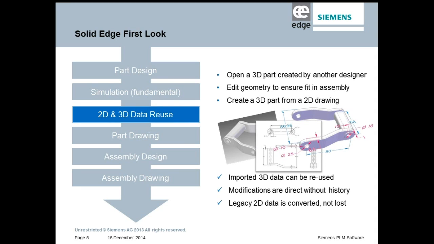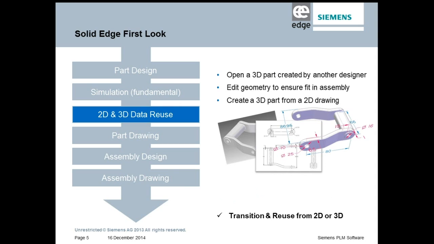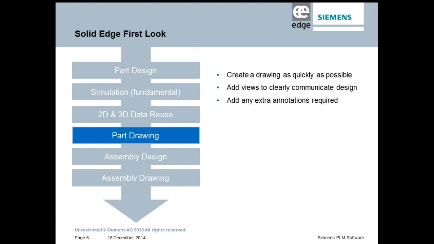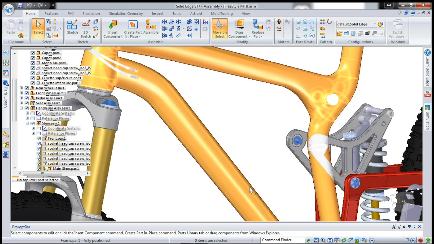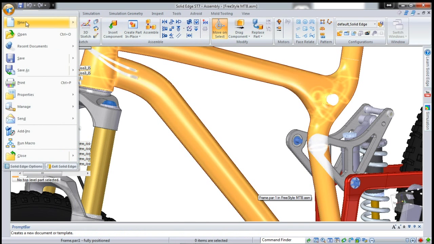So you can reuse your legacy 3D data. Modifications are direct without needing to understand the history of the component, and your legacy data is converted, not lost. This basically means you've got an easy transition from 2D to 3D. Now, before we continue actually, we probably should go and create a drawing of that component.